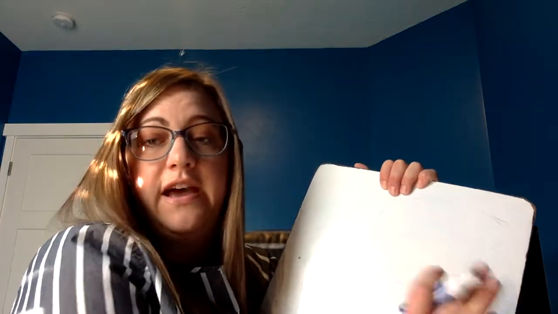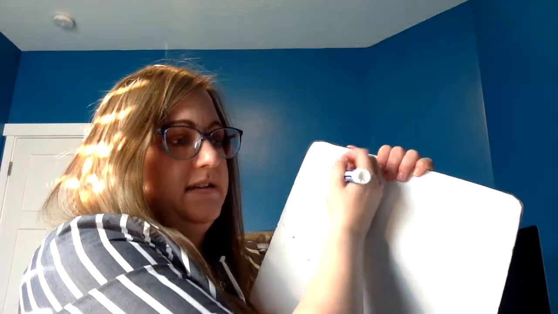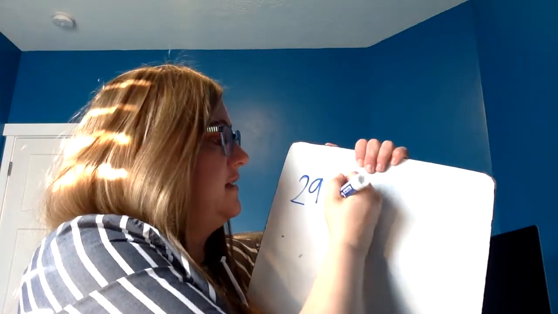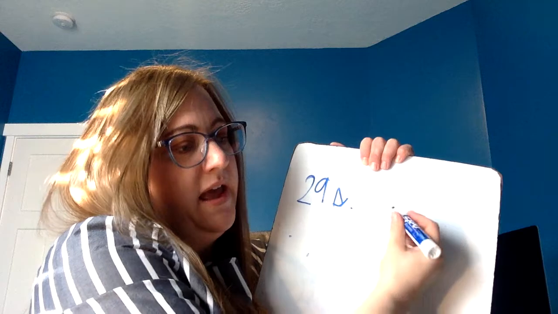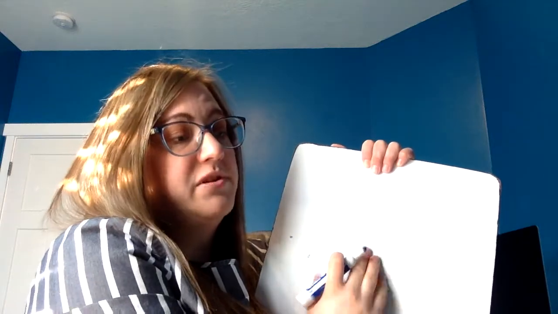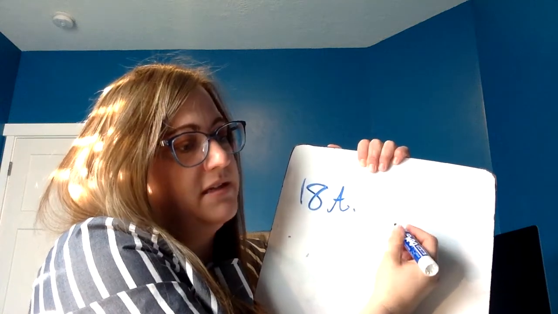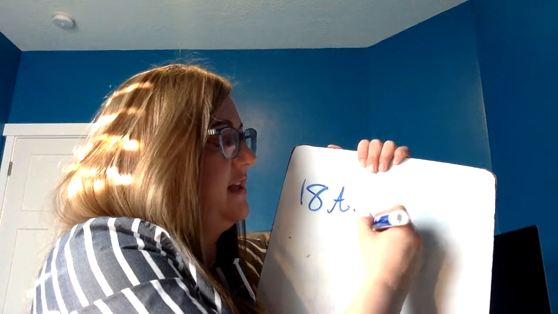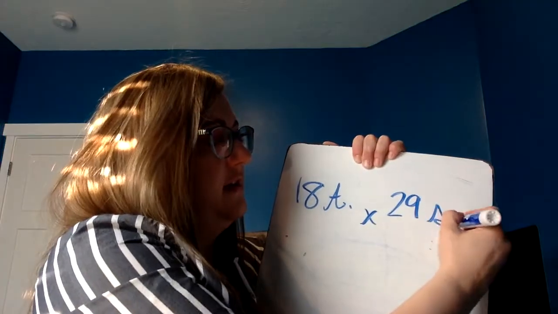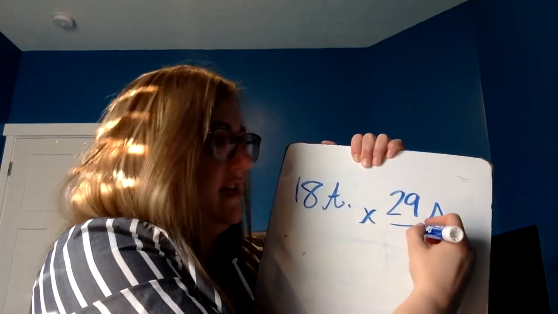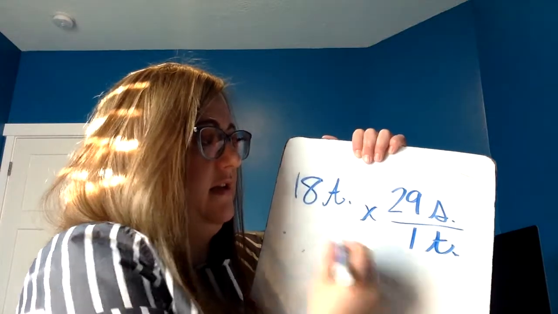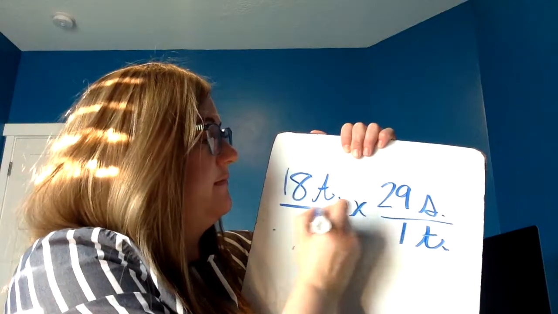Okay, for E, we multiply 18 teachers by 29 students per teacher. Hopefully that wasn't a little tricky for you, but in case it is, here's what it looks like. 29 students. I'm going to label it with S. Okay, multiply 18 teachers, and by 29 students per teacher. Per is division. We're going to put this over 1.